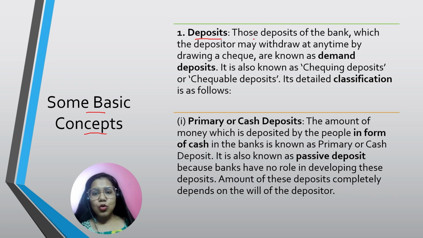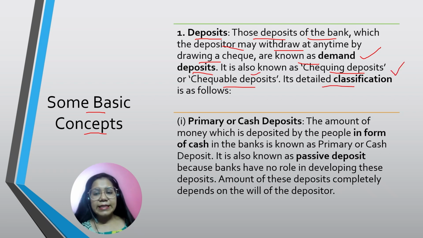See, those deposits of the bank which the depositor may withdraw at any time by drawing a check are known as demand deposits. They are also known as checking deposits or checkable deposits. So the everyday deposits that we keep in banks are known as demand deposits, because whenever we demand money from those deposits, the bank has to give our money back. That is why they are known as demand deposits, checking deposits, or checkable deposits.